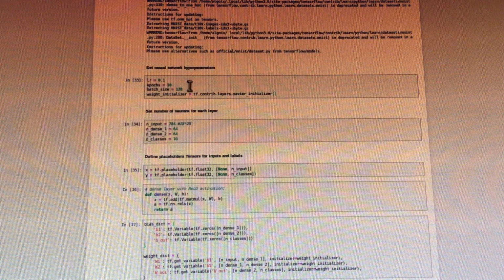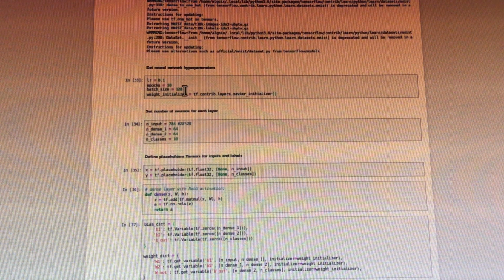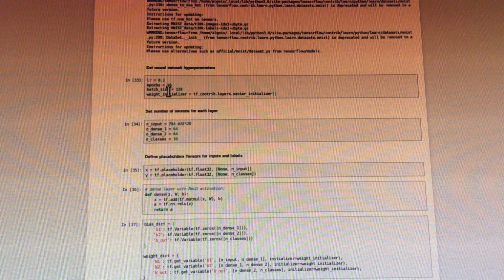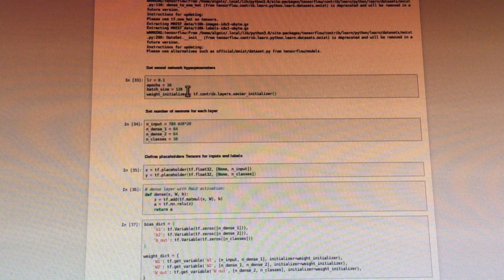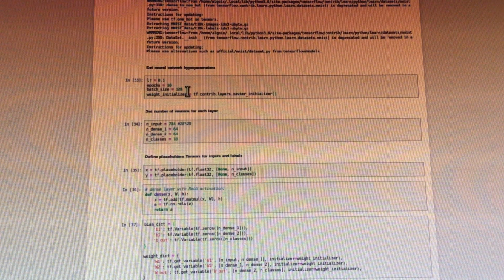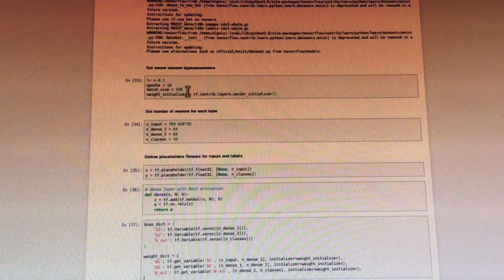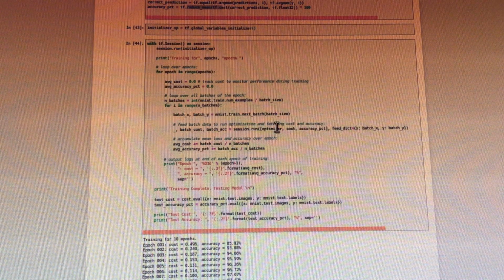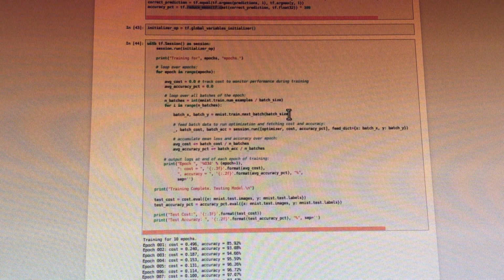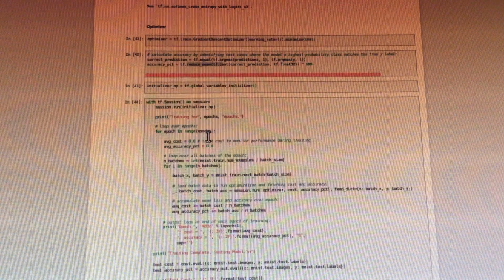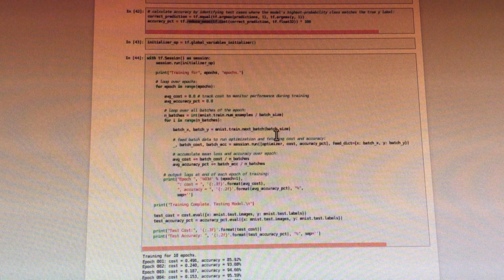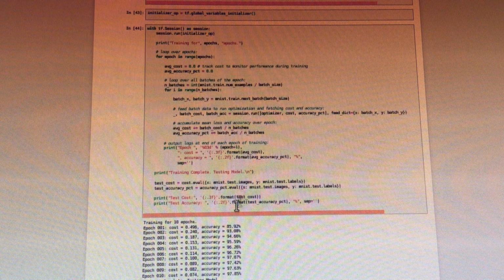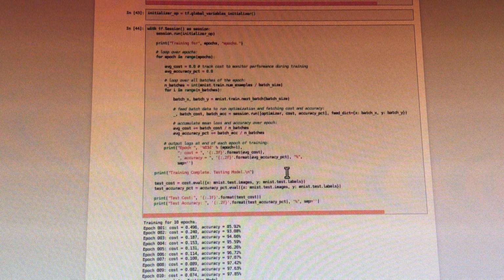But among these hyperparameters, we are using a batch size of 128 that was not there for the single neural network. We are using this because we are using mini batch gradient descent. Mini batch gradient descent is used here, and we can get a good accuracy of 97%.